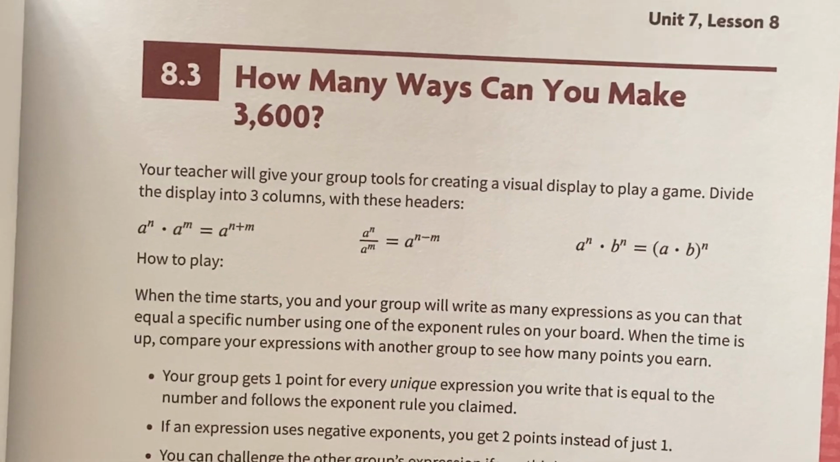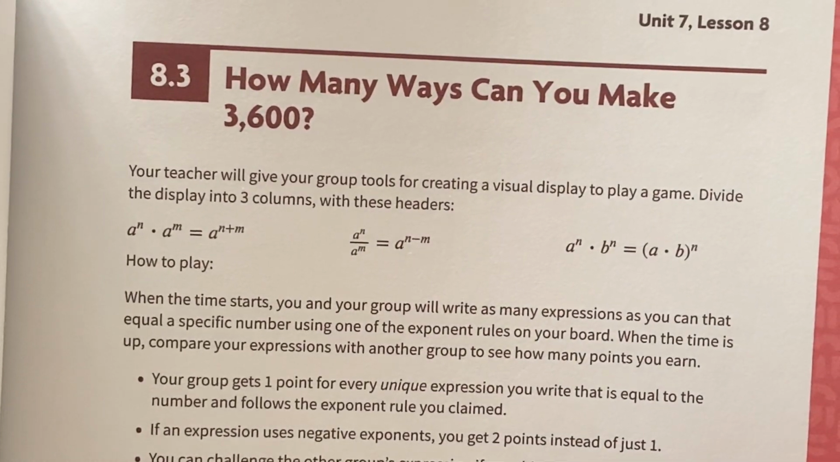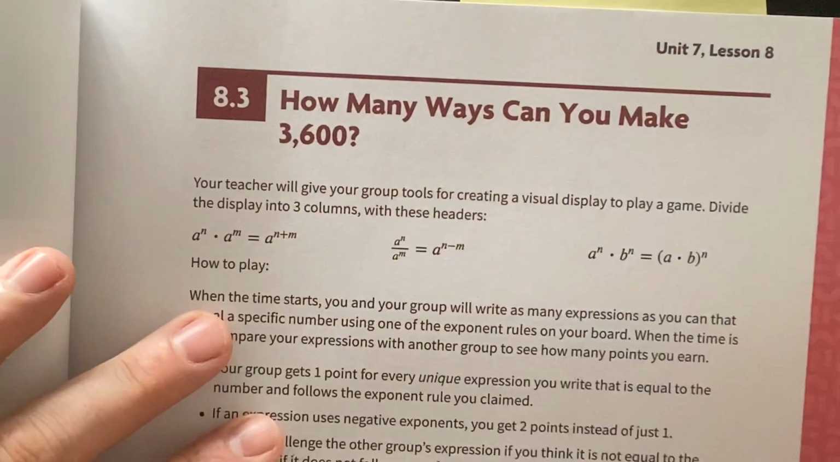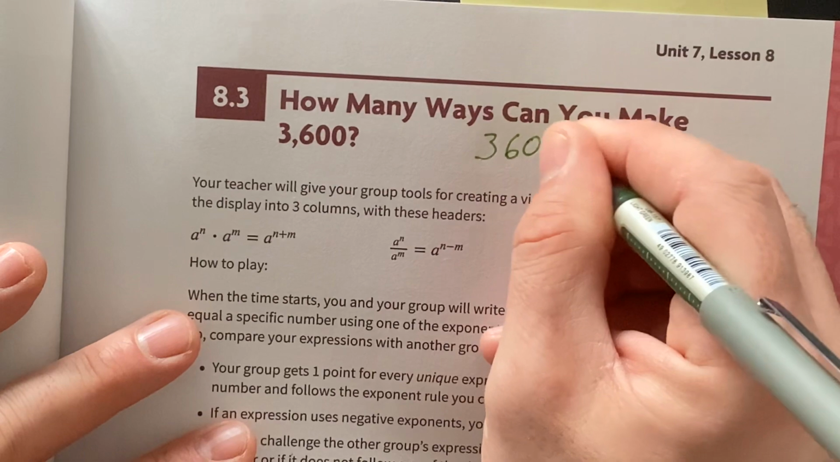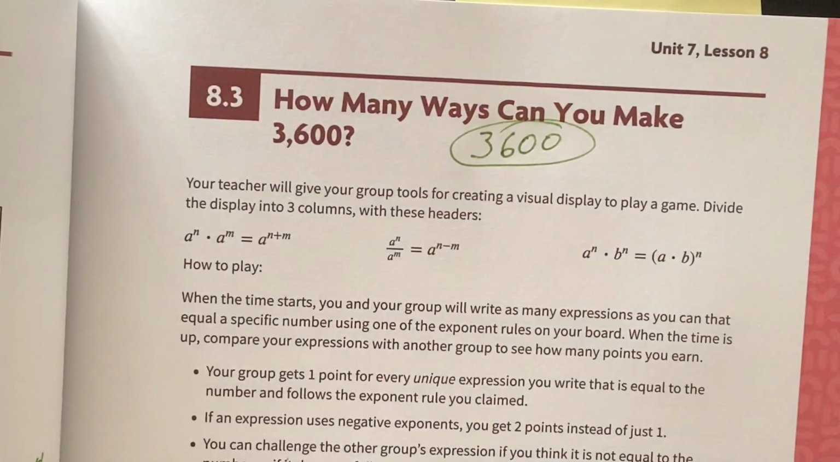On the next page, it talked about having everybody break up and come up with their own numbers. I think we'll just do it together. We're just going to write each of these out a couple ways. It says, how many ways can you get to this number? So we're going to get to 3,600.